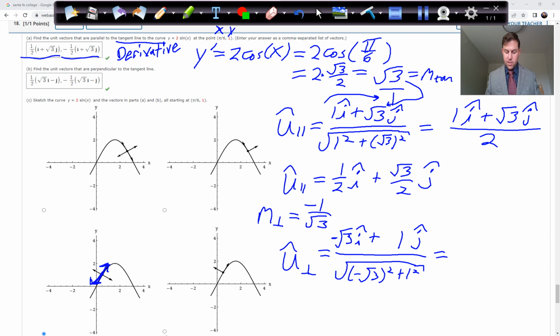And it's nice because it's the exact same answer. It's going to be the square root of 4, which is 2. So we're going to get minus root 3 over 2 in the i plus 1 over 2 in the j. And that one I have shown right here with the minus sign. And all you have to do is flip everything to get this answer here.